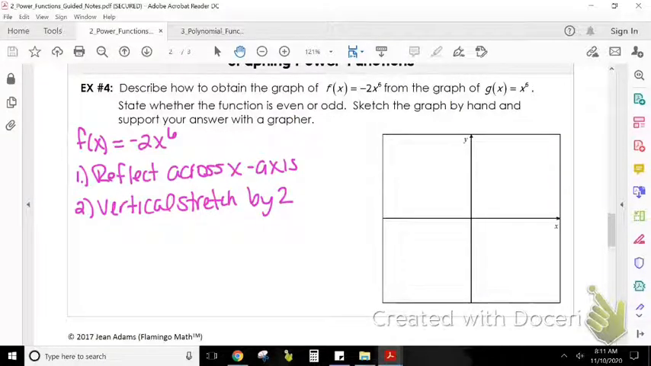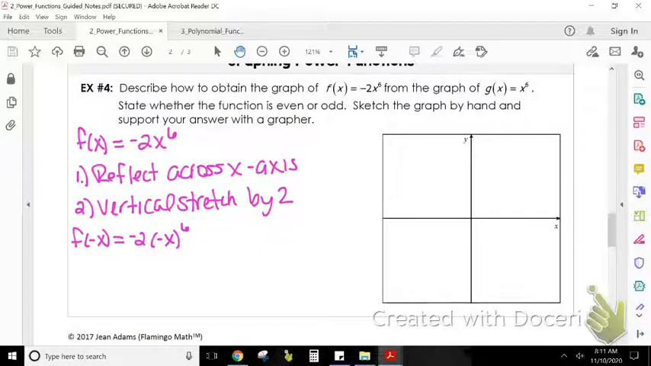Now, is this function even or odd? Well, we can find out. We can plug in f of negative x and see if we get the same exact equation. If we do, it's even. Since it's only a monomial, if the sign changes, it's odd. And it's going to have to be one or the other because it's only a monomial.